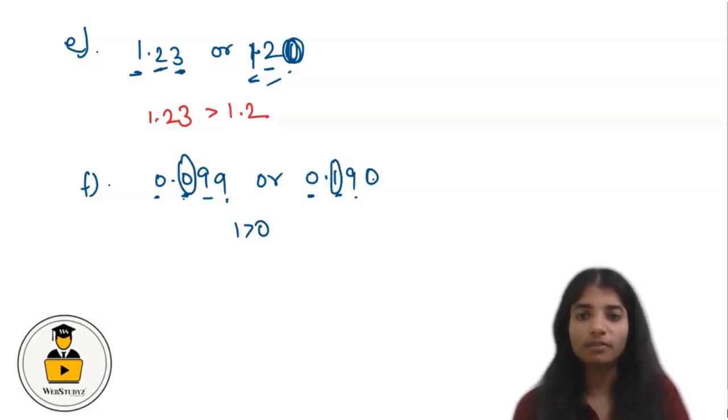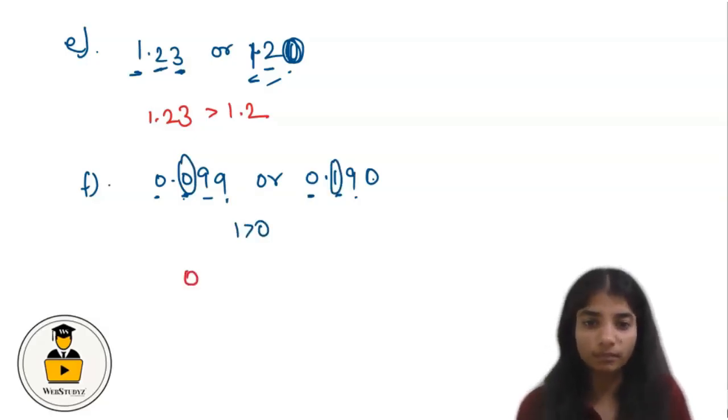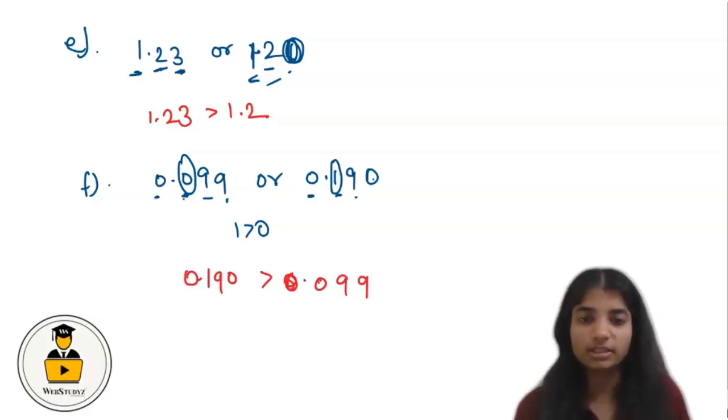So from here, we can say that 0.190 is greater than 0.099. So this is the answer to part F.